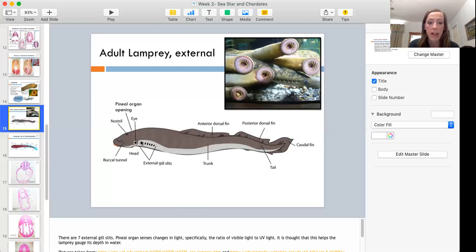It does have bilateral eyes and then bilateral external gill slits. There's usually 7 openings, which allow access to the gills for the lamprey. And then as you move down the trunk, you're going to come across an anterior and a posterior dorsal fin, and then a caudal fin on the tail. So that's the external anatomy of the adult lamprey, okay? They're very interesting creatures. We have some in lab for you guys to look at.